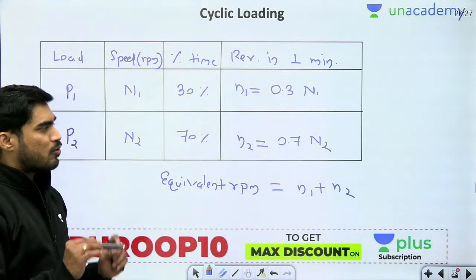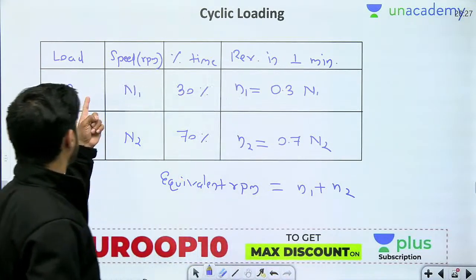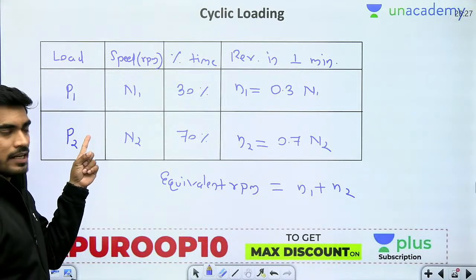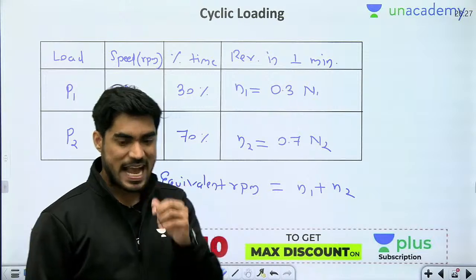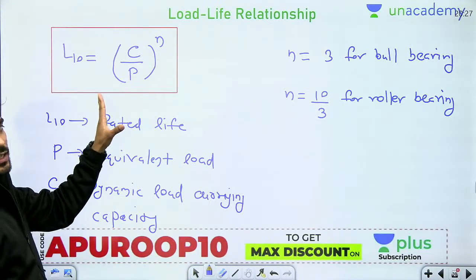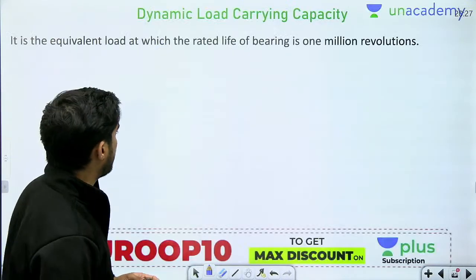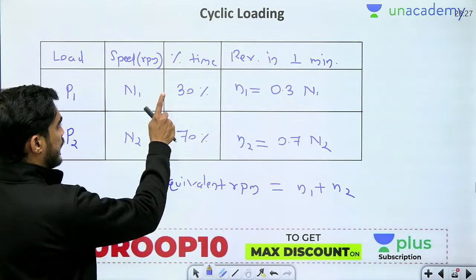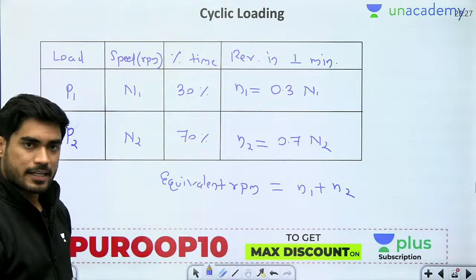Okay, now what do I need to do? I have these two different loads. I need to convert these two different loads into one single load, because I can only use one load in this equation. मैं सिर्फ एक load use कर सकता हूं इस equation में. So I need to convert these two loads into one single load, right?